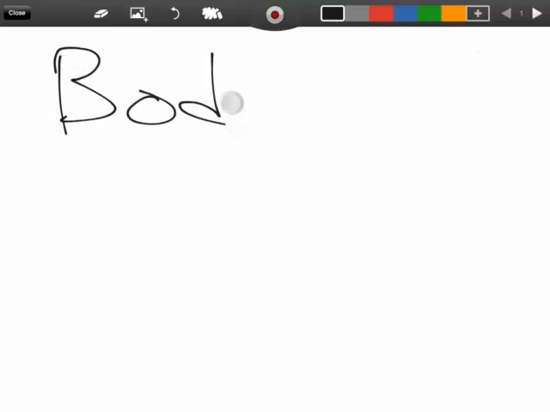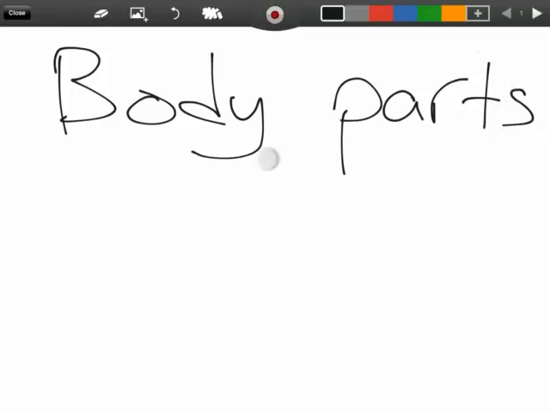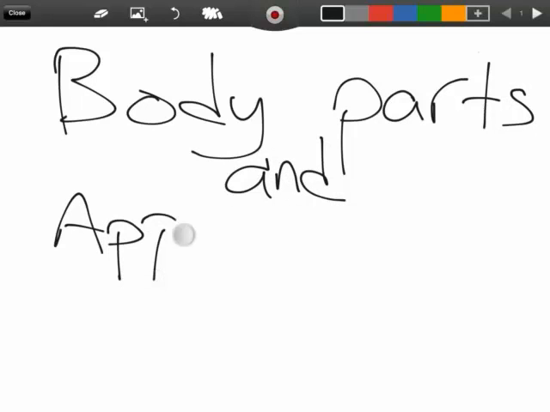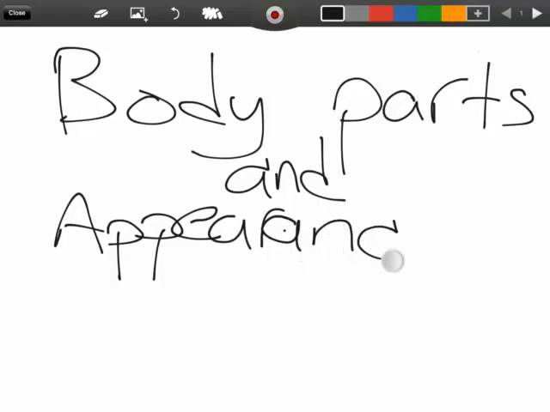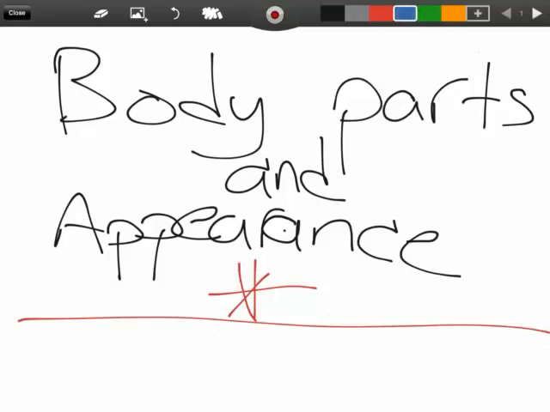Today we are going to be learning body parts and appearance. I'm going to go ahead and write that for you. Body parts, and appearance. So this is going to be our subject for today, body parts and appearance.